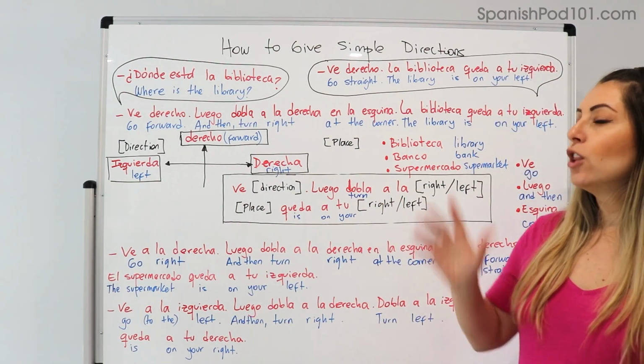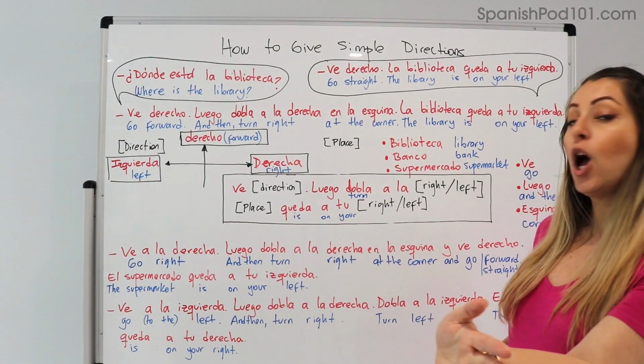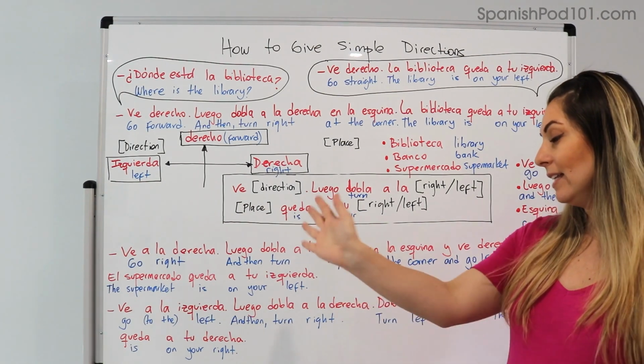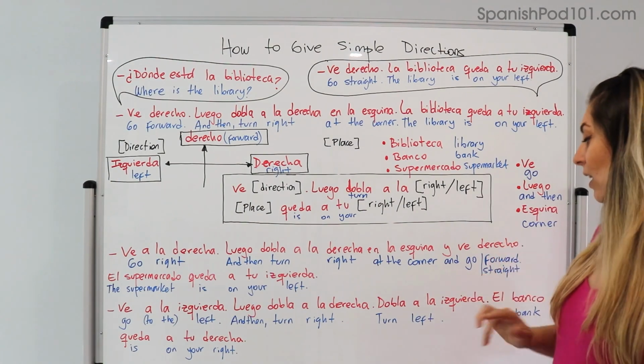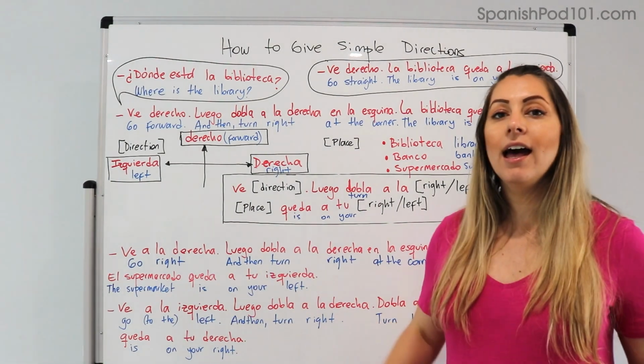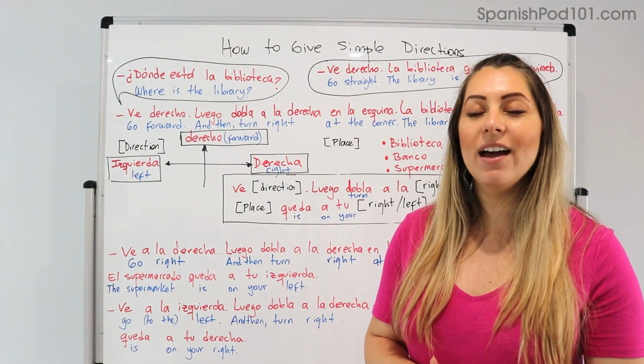Let's go again. ¿Dónde está el banco? Ve a la izquierda. Luego dobla a la derecha. Dobla a la izquierda. El banco queda a tu derecha. Muy bien. Perfecto. Very good job. Do you remember how to say forward in Spanish?